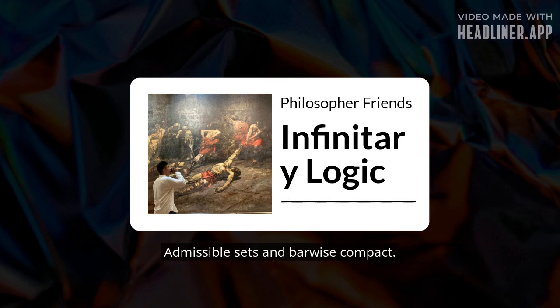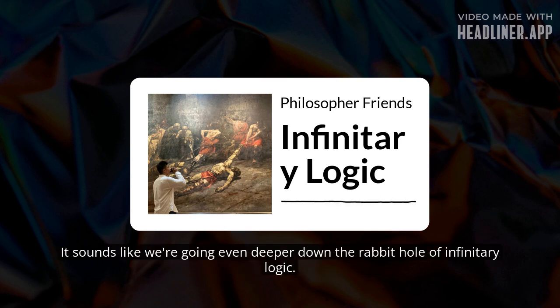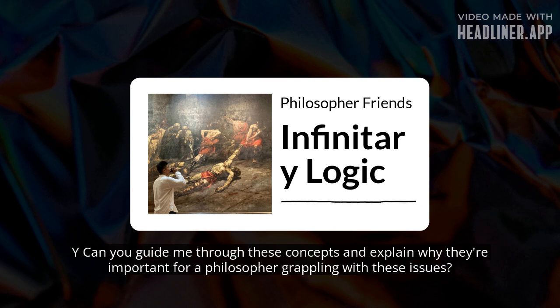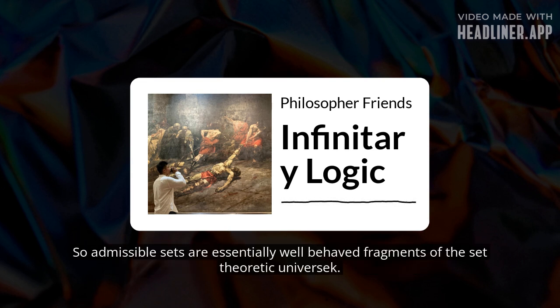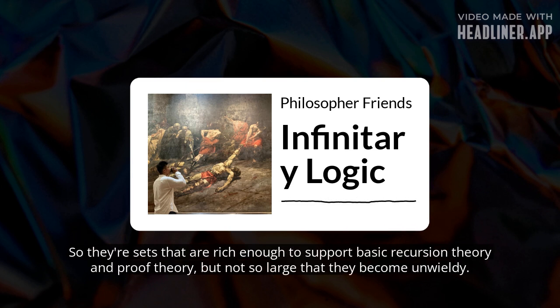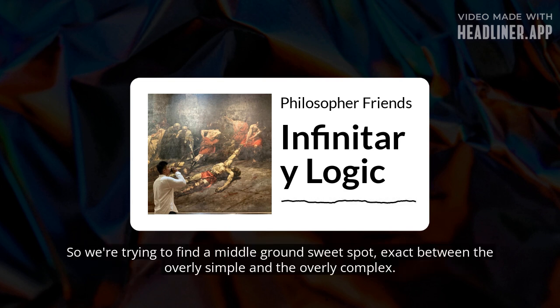Admissible sets and Barwise compactness. It sounds like we're going even deeper down the rabbit hole of infinitary logic. Can you guide me through these concepts and explain why they're important for a philosopher grappling with these issues? Of course. Admissible sets are essentially well-behaved fragments of the set theoretic universe. They're sets that are rich enough to support basic recursion theory and proof theory, but not so large that they become unwieldy. So we're trying to find a middle ground, a sweet spot between the overly simple and the overly complex. Exactly.